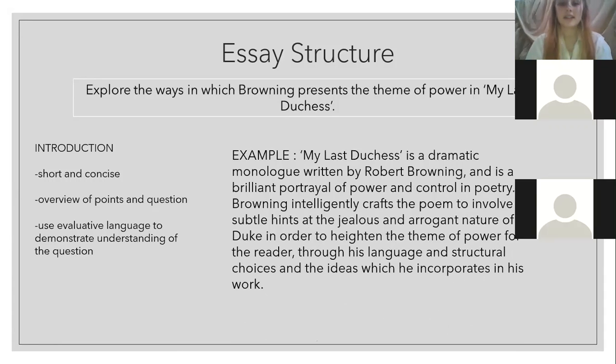So, as an example, I wrote, My Last Duchess is a dramatic monologue written by Robert Browning and is a brilliant portrayal of power and control in poetry. Browning intelligently crafts the poem to involve subtle hints of the jealous and arrogant nature of the Duke in order to heighten the theme of power for the reader through his language and structural choices and the ideas of which he incorporates in his work. So it gives you a whole overview of what I'm going to be talking about, evaluative language with intelligently, and it just kind of gives an overview of what's going to be happening.